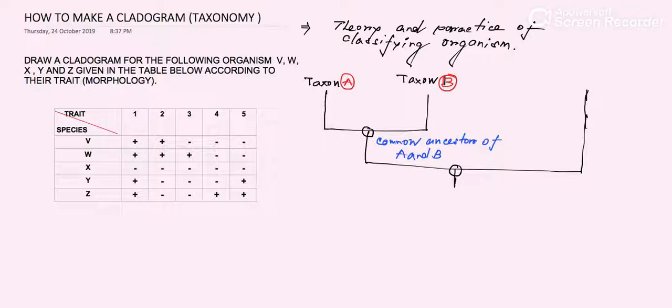I hope it is clear to all of us. And the external part I have already drawn, that is taxon C. But taxon C is not within the family of taxon A and taxon B, because taxon C is the outgroup, as it belongs to a different family, not the common ancestor of A and B.